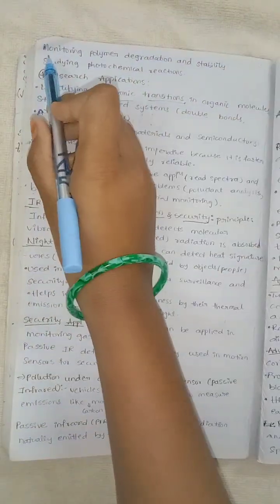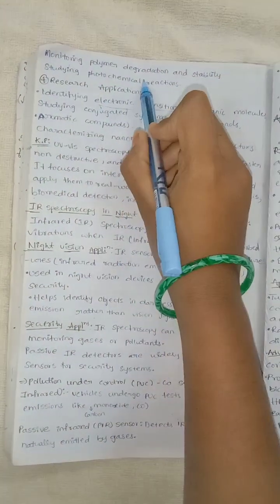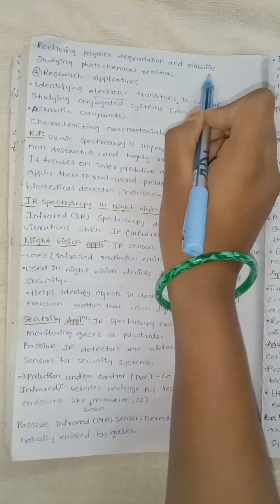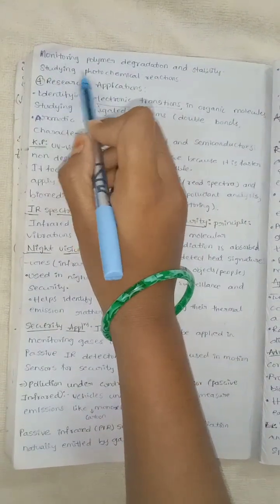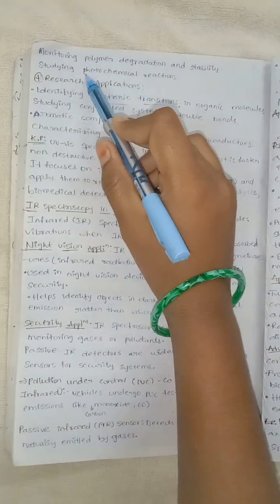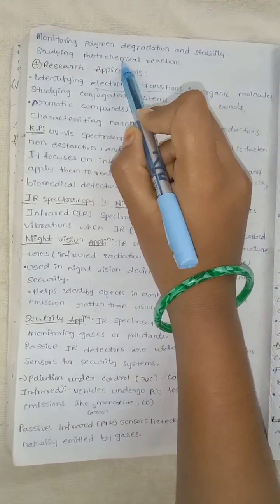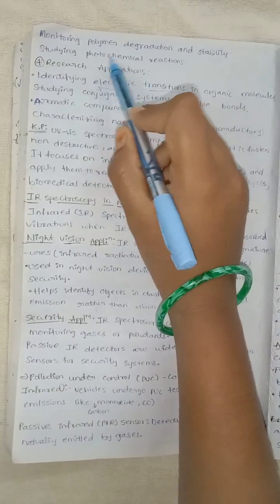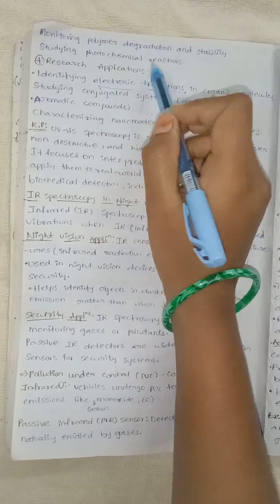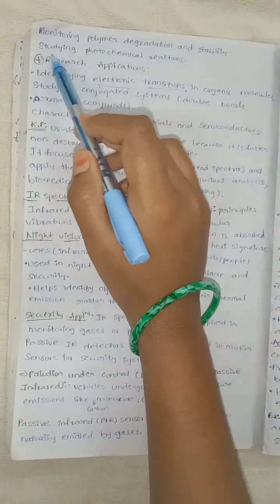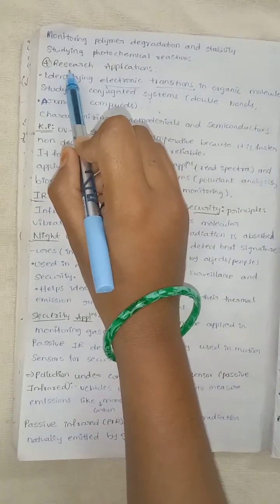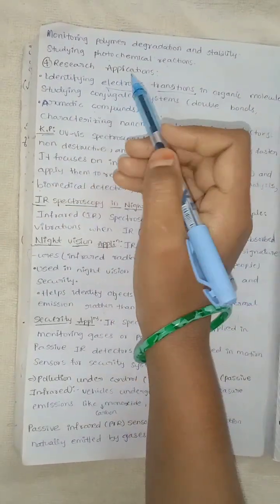additives. Monitoring polymer degradation, how much polymer is soluble in soil, and stability, how stable it is in nature. Studying photochemical reactions, where light is involved in a reaction with chemicals, is known as photochemical reactions. The process of studying how much of these reactions are done is used in research applications for research purposes.